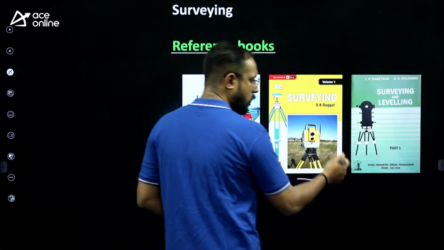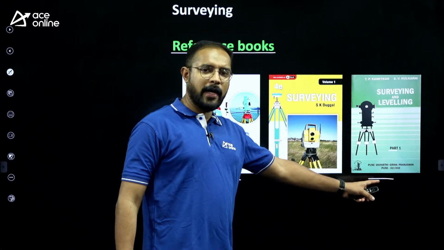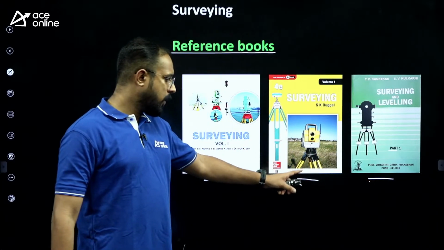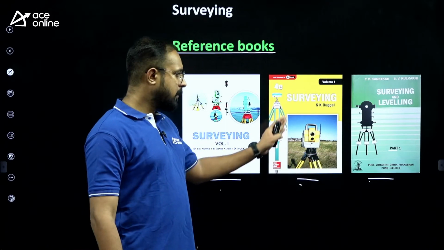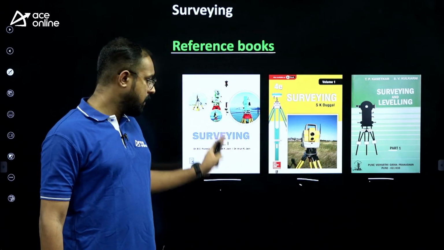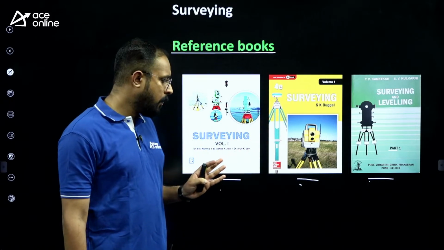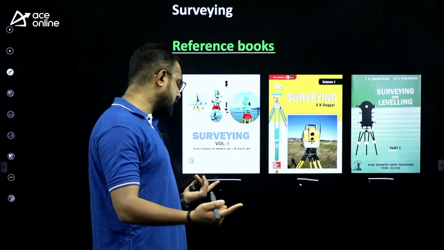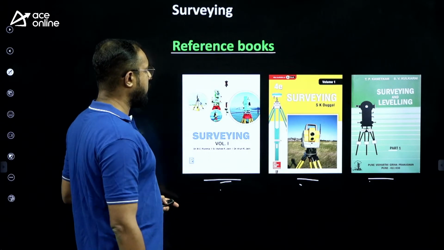Another textbook that you can use is Part 1 and Part 2 of TP Kanetkar. Slightly difficult to get hard copies, right? Very easy to get hard copies and soft copies of these 2 textbooks. There are some good extra points in SK Duggal that are not really mentioned in surveying by BC Punmiya. So these 2 textbooks are some standard that you can keep. As an ESE aspirant, I'll say you go with either one of them. Okay, yes. So these are some reference books for you.